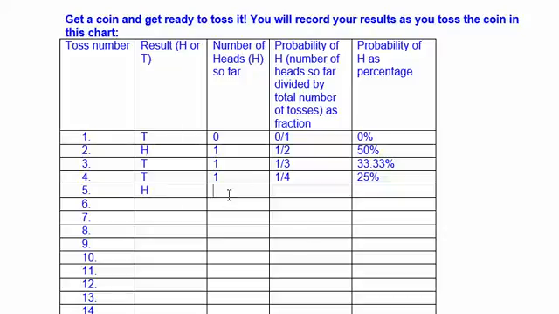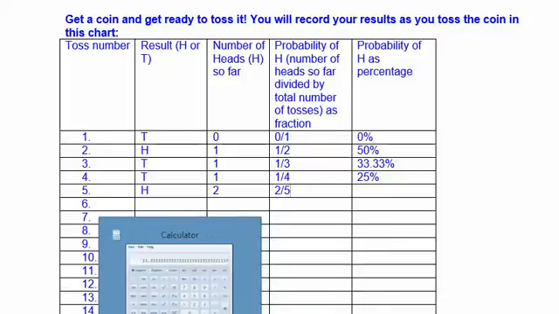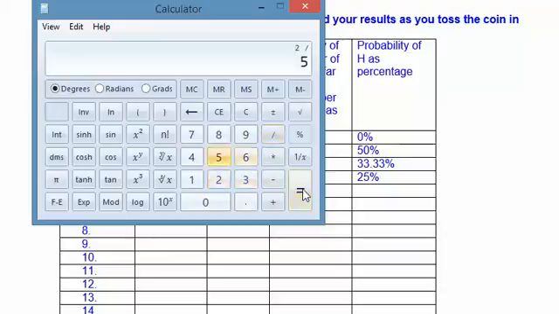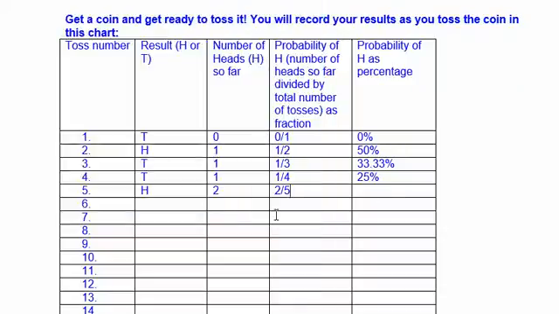So now my number will change to 2 because now I've got 2 heads out of all of these. But you can just add 1 to the one previous. So now that's 2 out of 5, and then maybe you need to get your calculator out to determine what that is as a decimal. So 2 divided by 5 is 0.4, and 0.4 is 40%. If you wanted to add a column here for decimals, you could.